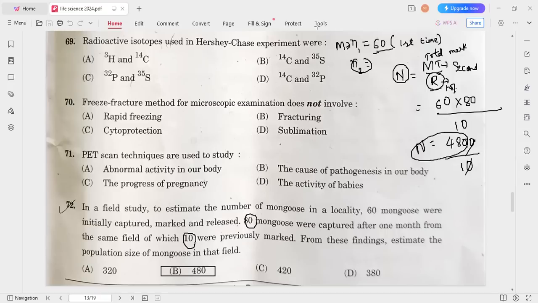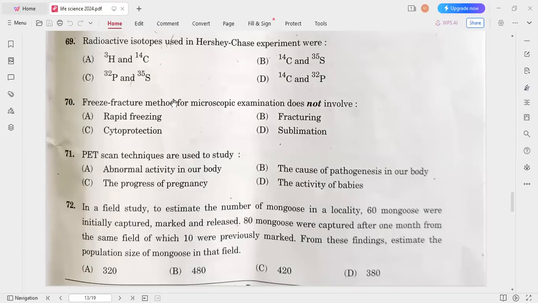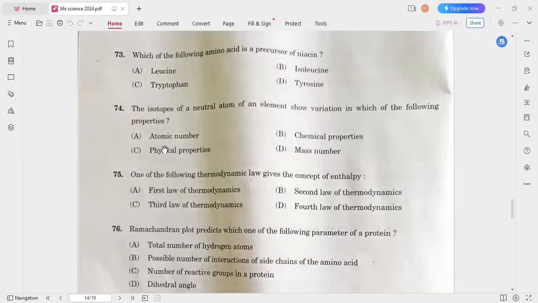So now move on to the next question, that is question number 73. Which of the following amino acids is a precursor of niacin? So here, to produce the niacin, which amino acid is the precursor? The answer for this question is option C, that is tryptophan.